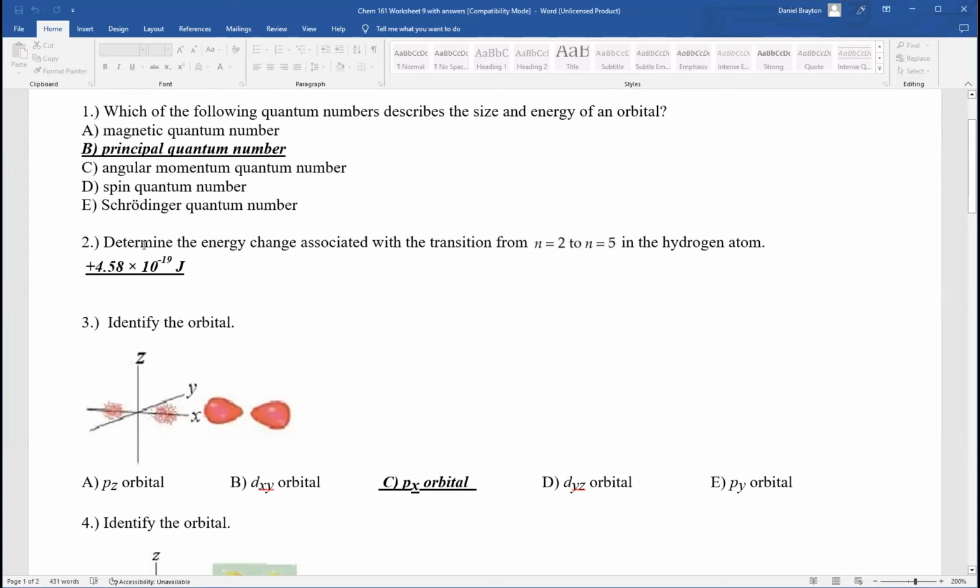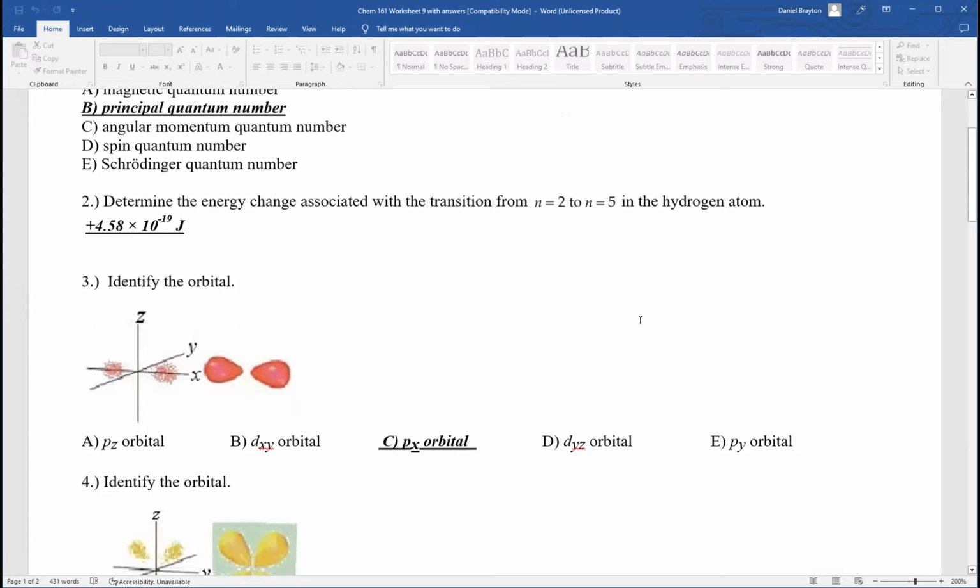Next, determine the energy change associated with the transition from n to 2. This is just plug and chug straight from the formula for the hydrogen atom, where you have n squared. So 2 squared over 5 squared times that constant. You subtract those two and get the difference. That's a pretty plug and chug one, though the full solution isn't here.